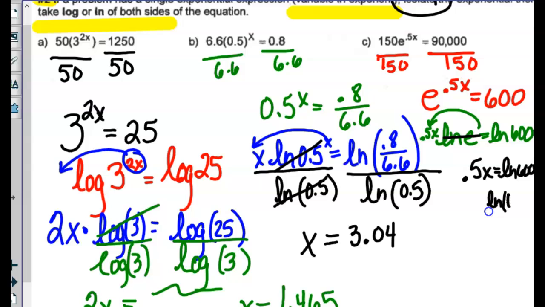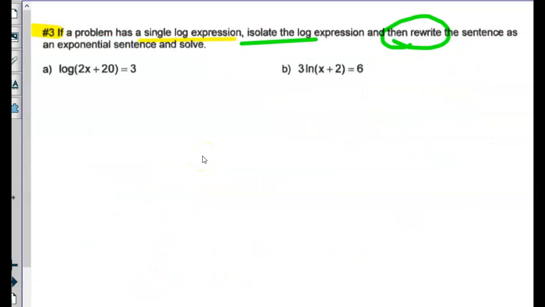So if we type ln of 600 divided by 0.5, we get x equals... Anybody got an answer? Anybody disagreeing with 12.794? Okay. Feeling pretty good when there's an x in the exponent? As long as there was a single term? Okay. So just remember, you're going to isolate it and then take the log.